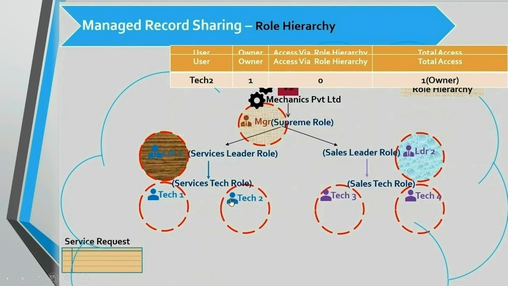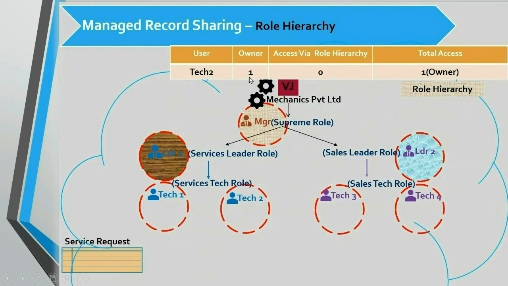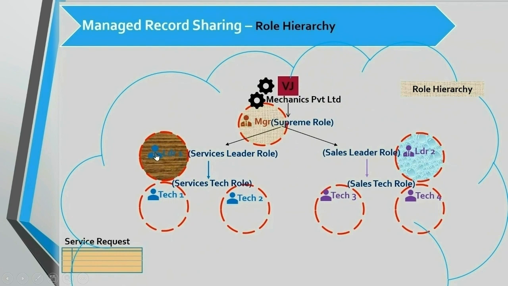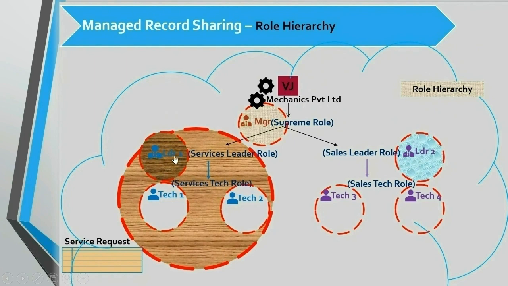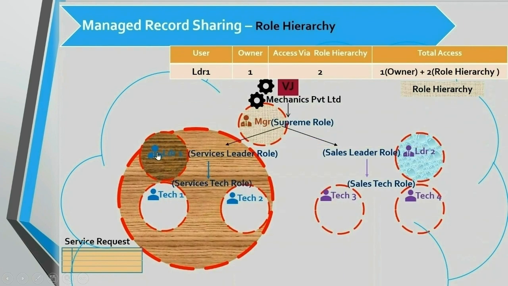Same way, Tech 2 will have only one record access that he has created. Let us check what are all the record access that LDR1 has. Since he is at service leader role, he would be getting the complete access on the records that the subordinates created. Now let's have a look into the list of records that he has access. One record has ownership, that is his own record, and two other records via role hierarchy, that is created by his subordinates Tech 1 and Tech 2.